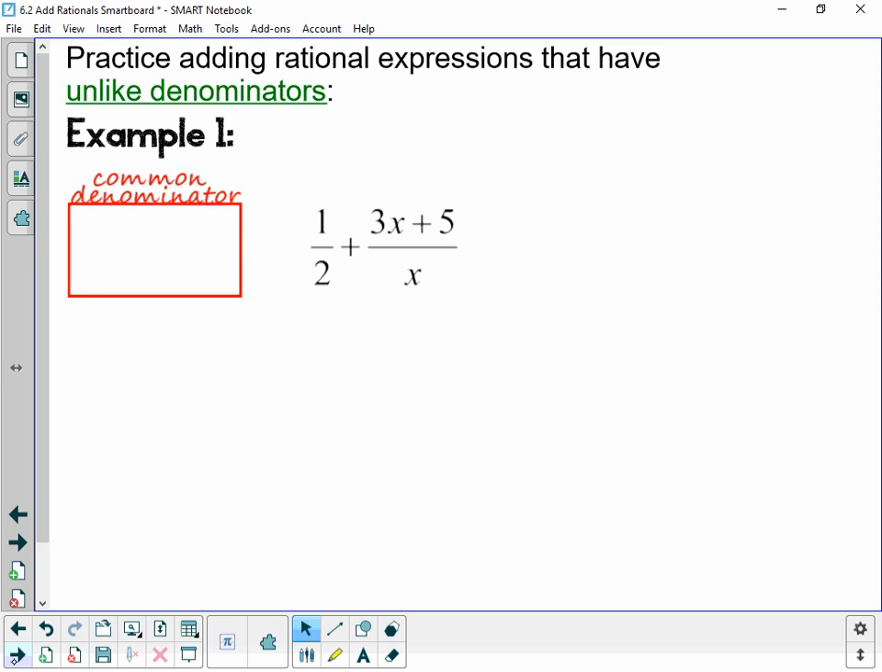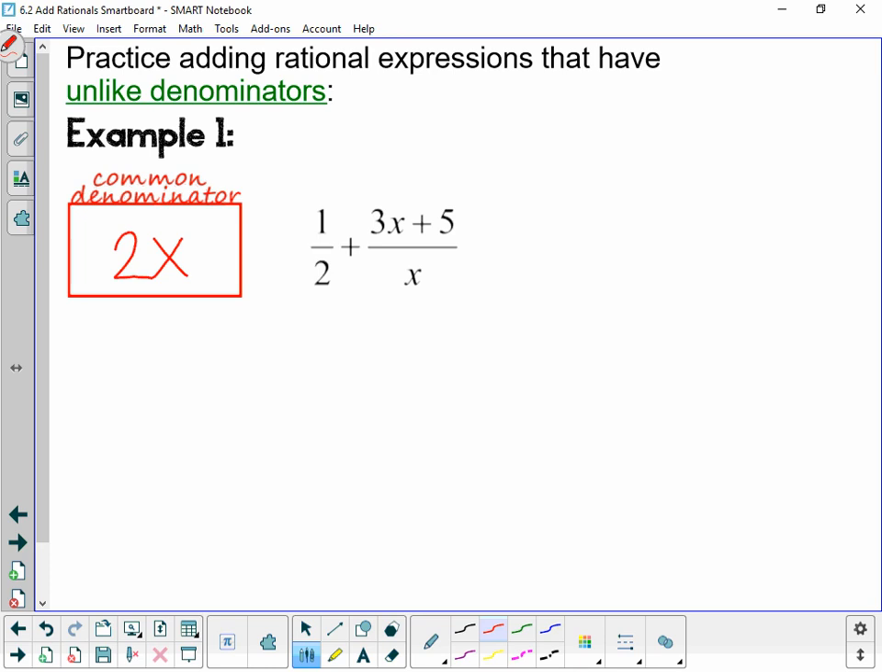So we have this same example I showed you before. 1/2 is our first fraction, and we're adding 3x plus 5 over x. So we have one fraction that has a denominator of 2 and another fraction that has a denominator of x. Well, we need to have both of those factors represented in our common denominator. So that common denominator that we're going to try to get is going to be a 2x. Well, our first fraction already has the 2.